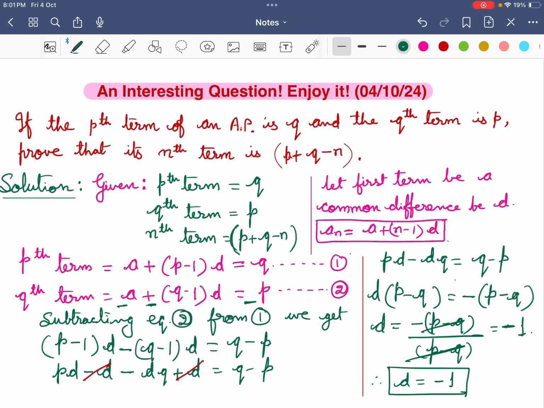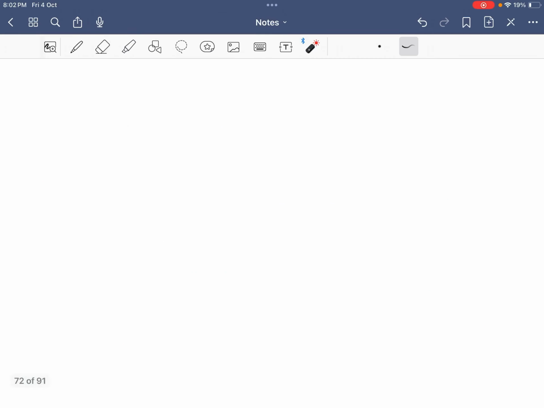Okay, and now see, if we get d is equal to minus 1, then we can put this value of d in our equation 1. In place of this d we can put the value, so I will just forward equation 1. Our equation 1 is a plus p minus 1 into d is equal to q.